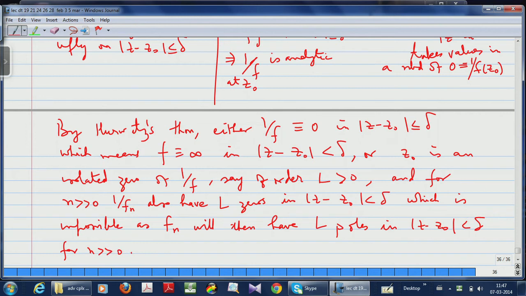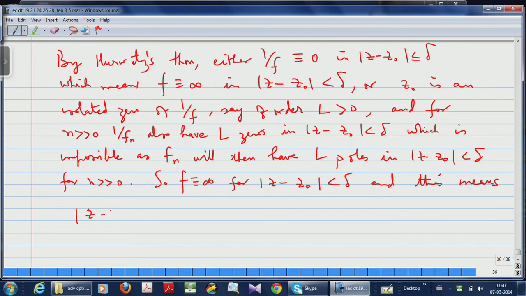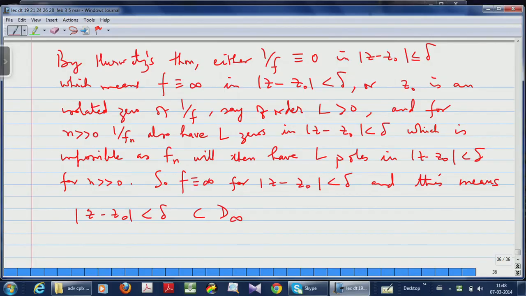Okay. So what this tells you is that the only way out is f identically infinity for mod z minus z0 less than delta. And this means that mod z minus z0 less than delta is contained in d infinity. So you start with the z0 in d infinity, I am able to find a whole disk surrounding z0 which is also in d infinity. So d infinity is open.